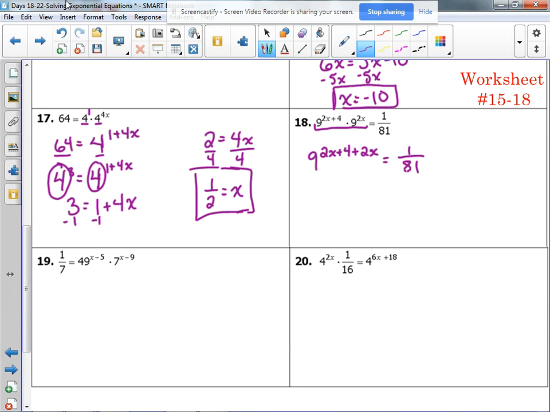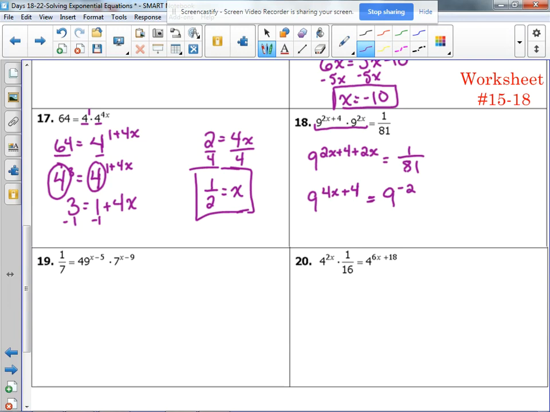The right side is 81. Is 81 a power of 9? Yes. So we can write this so that it's a power of 9. I'm going to go ahead and combine like terms there on the left side just to save myself some space. 2x plus 2x is 4x. Might as well kill 2 birds with 1 stone, right? Okay, 81 is a power of 9. It's 9 squared. However, it's in the denominator.